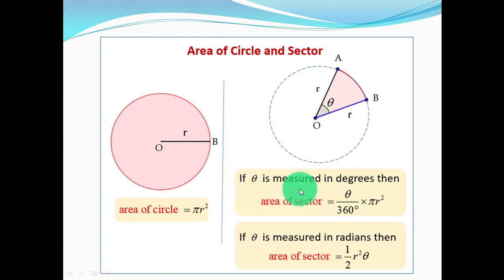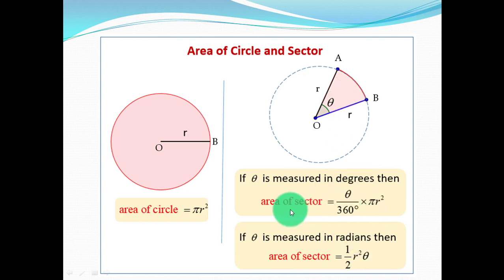If theta is measured in degrees, then the area of a sector is equal to theta divided by 360 degrees multiplied by pi r square. It means that it is a part of the circle, so that's why we write here pi r square. Which part? This part, the angle theta covered out of the total 360. So that's why we write here theta divided by 360. If theta is measured in radians, then the area of a sector is equal to half of r square into theta.